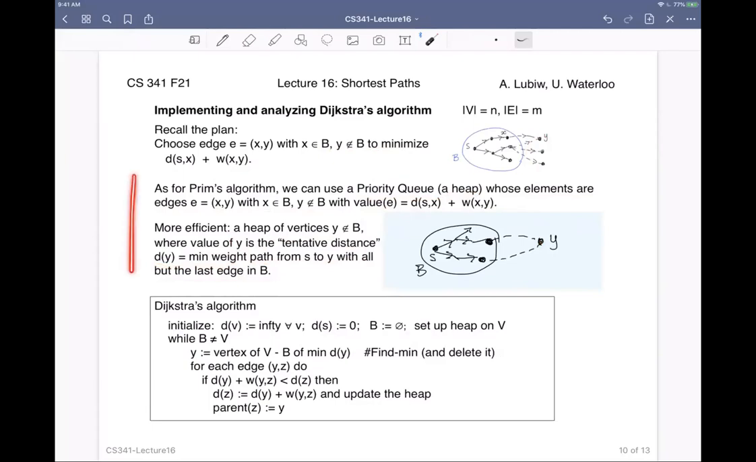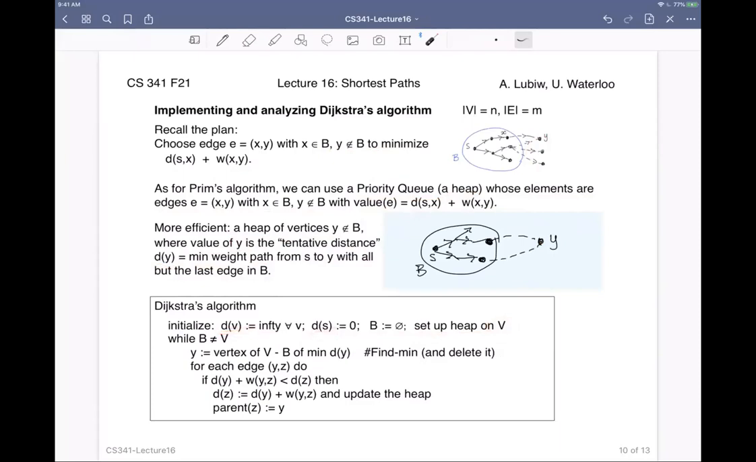So with all of that, here is Dijkstra's algorithm, the way it works. I initialize the tentative distance to any vertex being infinity. So far, I can't get to that vertex at all. I update the distance to S as 0 because I'm already at S. S is my starting vertex. I initialize B to be the null set in this case. Note, I'm not putting S into it right away. And I set up a heap on all the vertices V using those tentative distances as the key values.